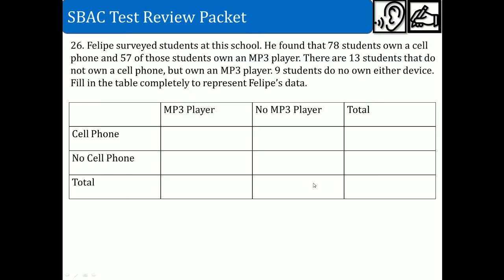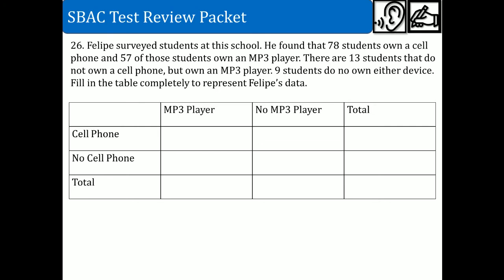Alright, let's look at number 26. It says, Felipe surveyed students at his school. He found that 78 students own a cell phone and 57 of those students own an MP3 player. There are 13 students that do not own a cell phone but own an MP3 player. 9 students do not own either device. Fill in the table completely to represent Felipe's data.